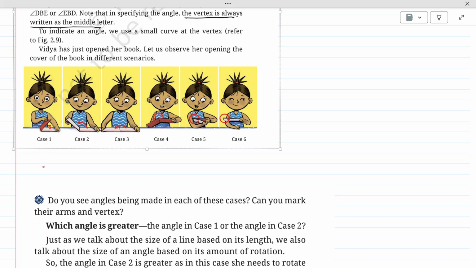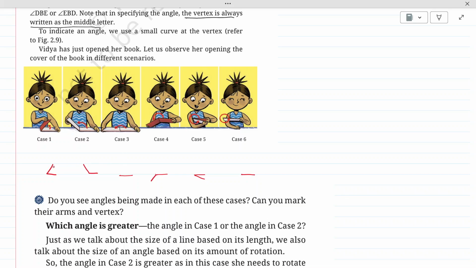So in case 1, it is something like this. Then this is the angle, case 2. In case 3, this one is a straight line. In case 4, this is this angle. In case 5, this is something like this. And in case 6, this is this one.